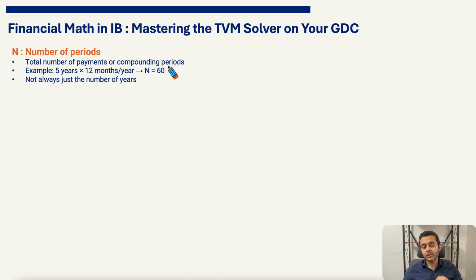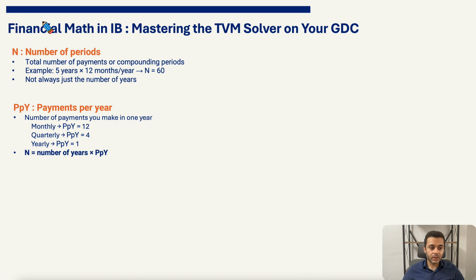Let's say, for example, you are paying monthly for 5 years, which means 12 times a year. In 5 years, you have 5 multiplied by 12, which will be 60, then N will be 60 in this case. We have 60 payments. So keep in mind then, N is not always the number of years.